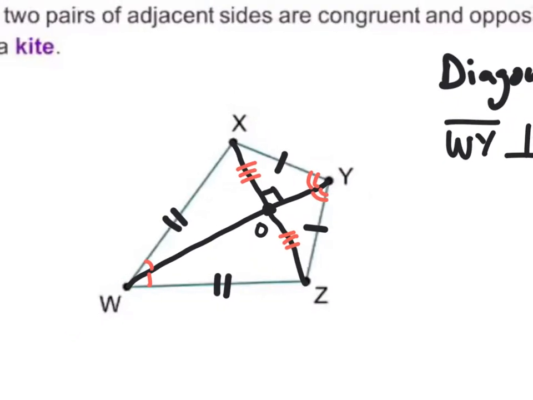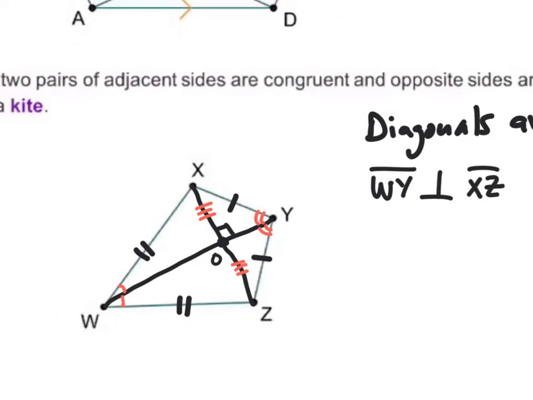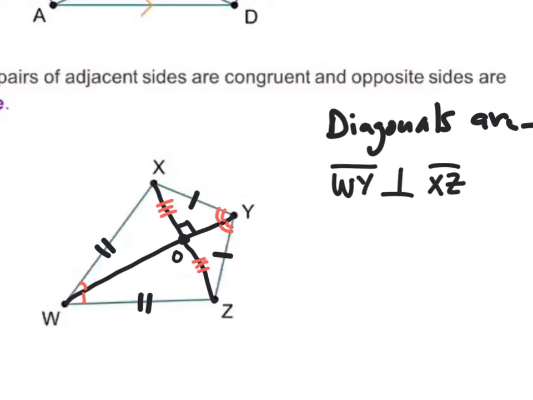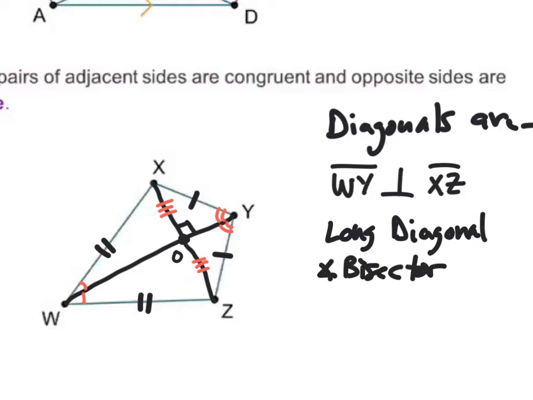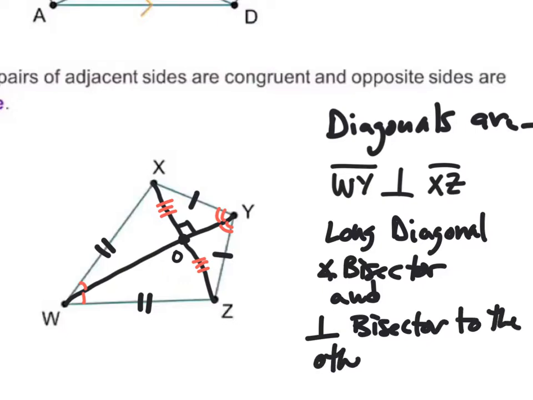So let's put that into perspective here. The diagonals are perpendicular, and the long diagonal is an angle bisector, and it's also a perpendicular bisector to the other diagonal. So that's all the stuff that we know about kites.